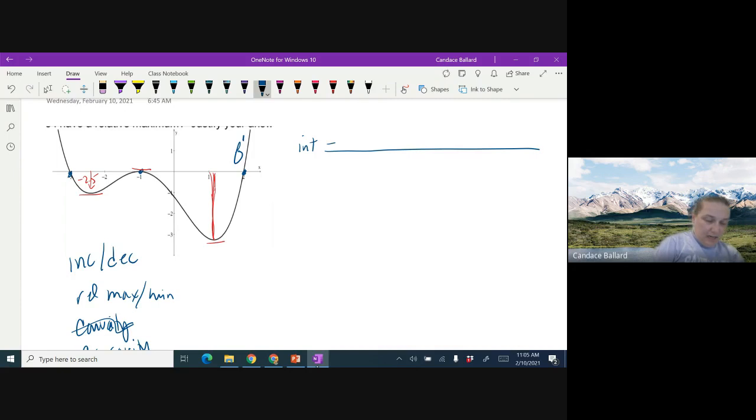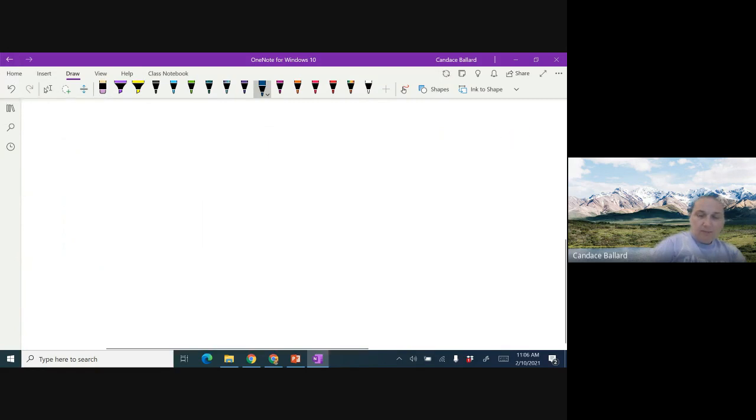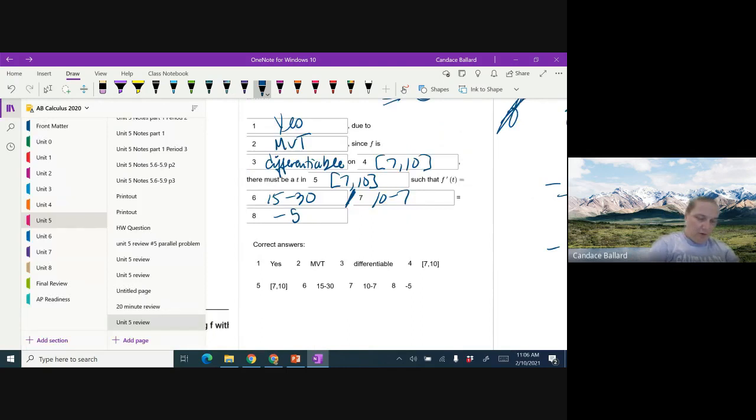So from negative infinity, this first one I totally lost, was negative 3. Negative 3 to negative 2.5. I'm drawing fences every time I have one of these points. Negative 2.5 to negative 1. Negative 1 to 1. 1 to 2. And 2 to infinity. Okay.